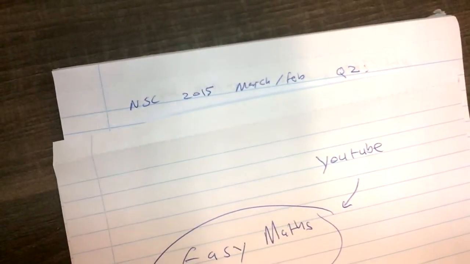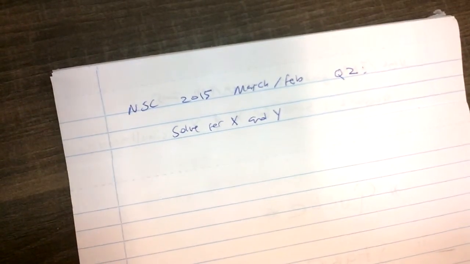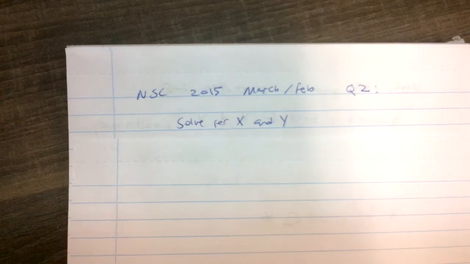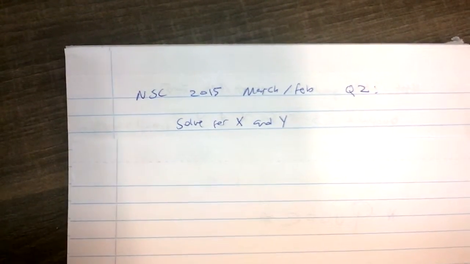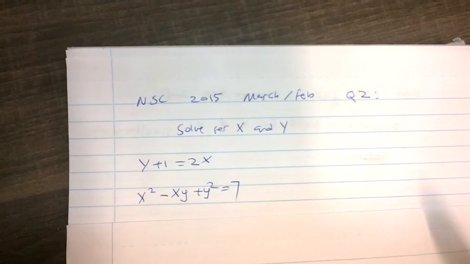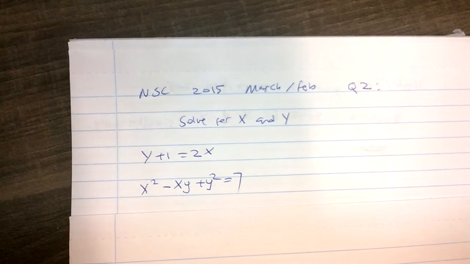Today's question is taken from the NCS 2015 March exam, question 2. Solve for x and y. You're given two simultaneous equations: y plus 1 equals 2x, and x squared minus xy plus y squared equals 7. You have to solve for x and y.